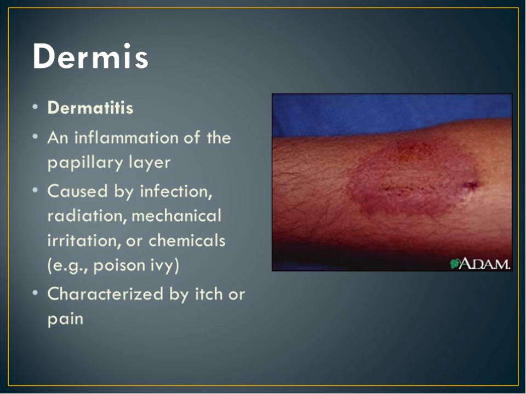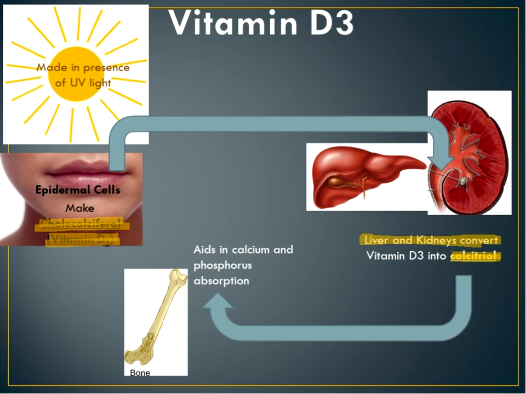So dermatitis is an inflammation of the papillary layer, the top layer of the dermis, and it can be caused by things like poison ivy, radiation, chemical irritants, or mechanical irritants, and it kind of gives that rash characteristic to it. Always a good classic giveaway that it is dermatitis is that there's some pain or some itchiness associated with it.